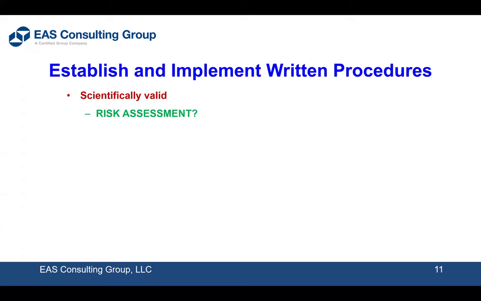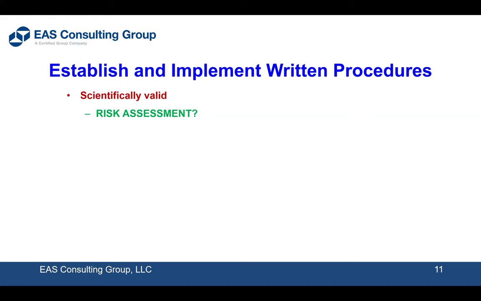First, establish written procedures. And the question is, is it scientifically valid? Now, in the FSIS USDA world, they require justification for each zone or for each location you identify for your sampling. What is the justification? Many who have provided recommendations, even specific industry recommendations, will always say to do a risk assessment.